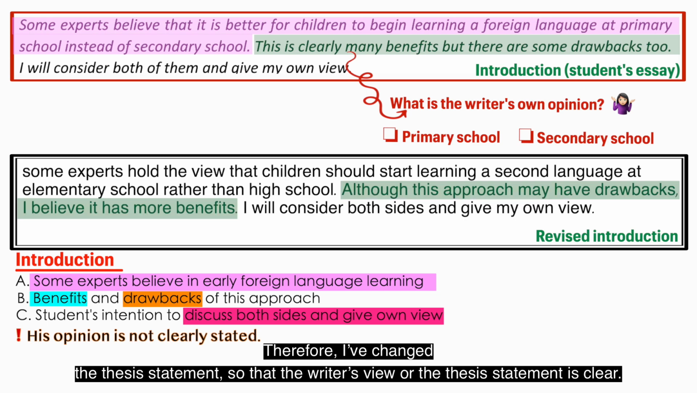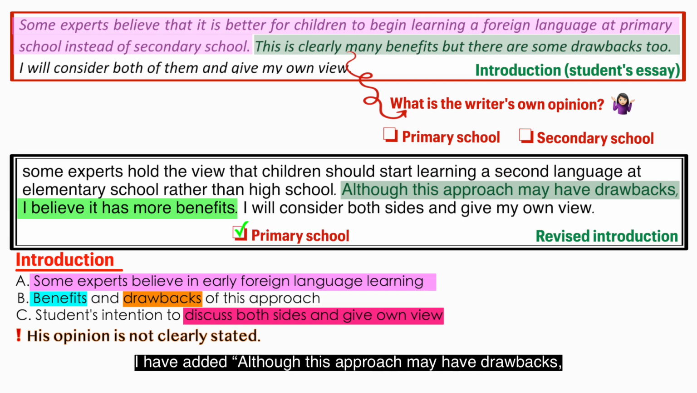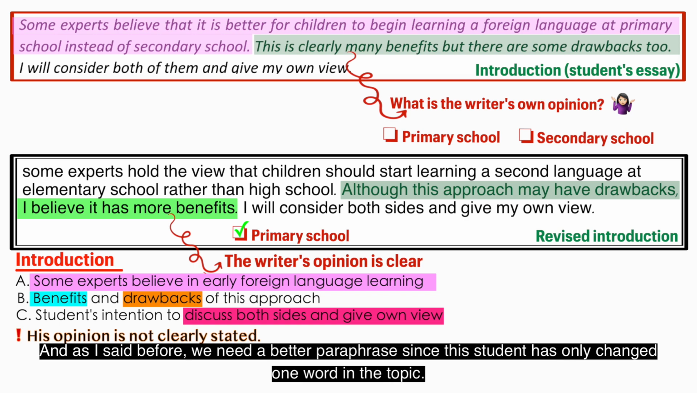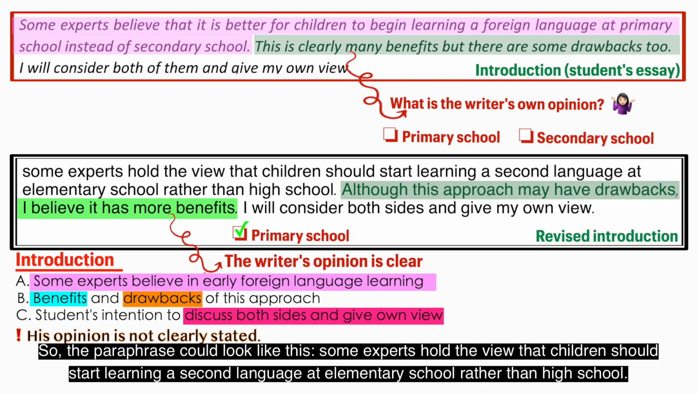Therefore, I have changed the thesis statement so that the writer's view is clear. I have added, "although this approach may have drawbacks, I believe it has more benefits." Now the writer's opinion is clear. And as I said before, we need a better paraphrase, since the student has only changed one word in the topic. So the paraphrase could look like this.